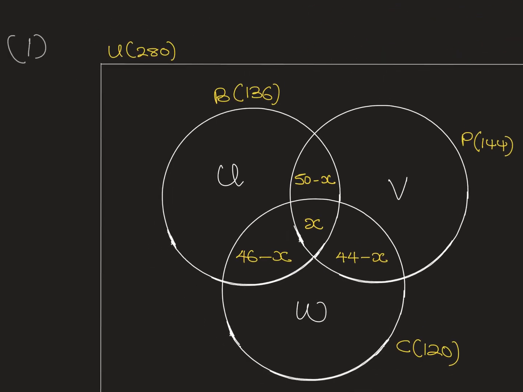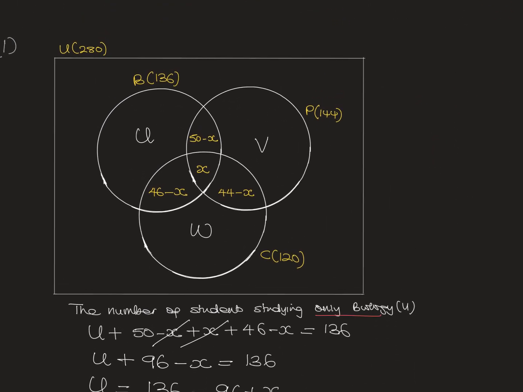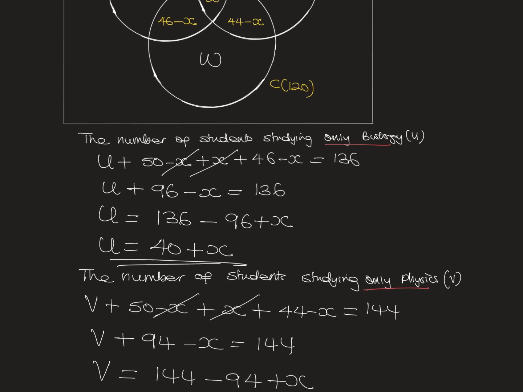At least 2 subjects. How do we find that? What does that mean? For students studying at least 2 subjects, meaning students studying 2 subjects and above, that will be 46 minus x, 50 minus x, 44 minus x, and x, right? So those are the ones studying at least 2 subjects. All right.